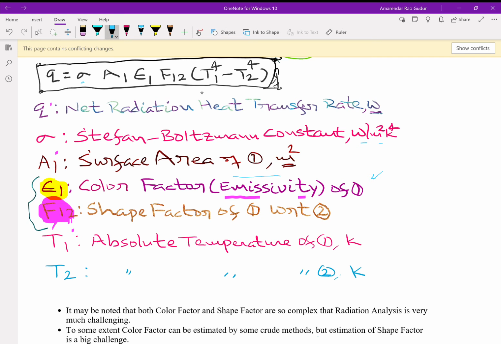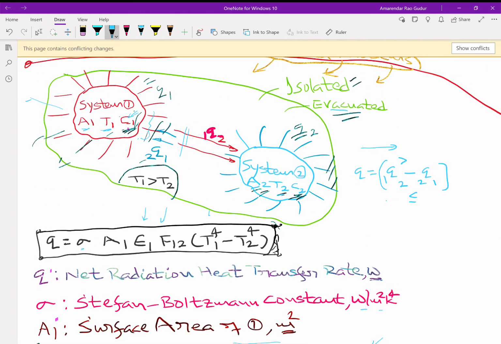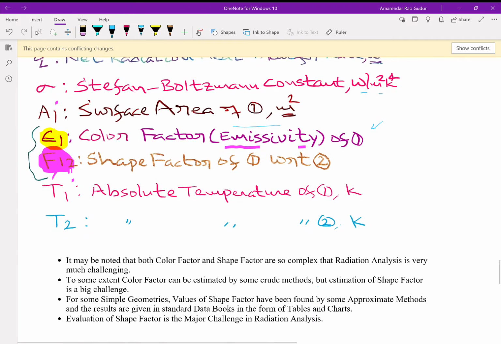Then F12, the shape factor of 1 with respect to 2, indicates how much part of the total energy from 1 is able to reach 2. You can see this 1 is emitting radiation in all the directions. How much is reaching 2? That's important. Is it 10%? Is it 15%? Is it 8%? And these two parameters are very, very important in radiation analysis.